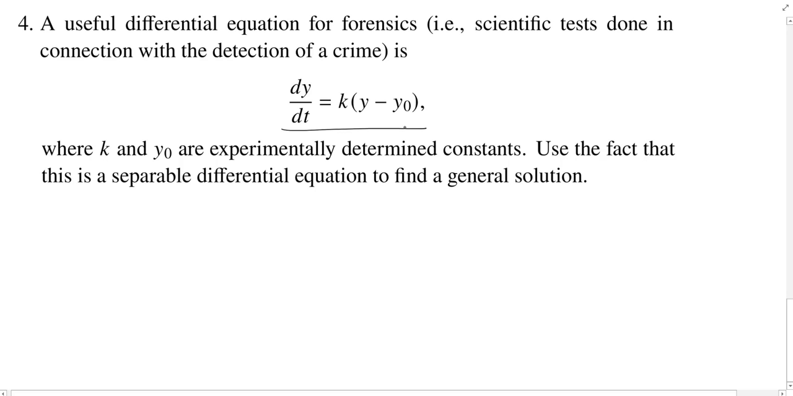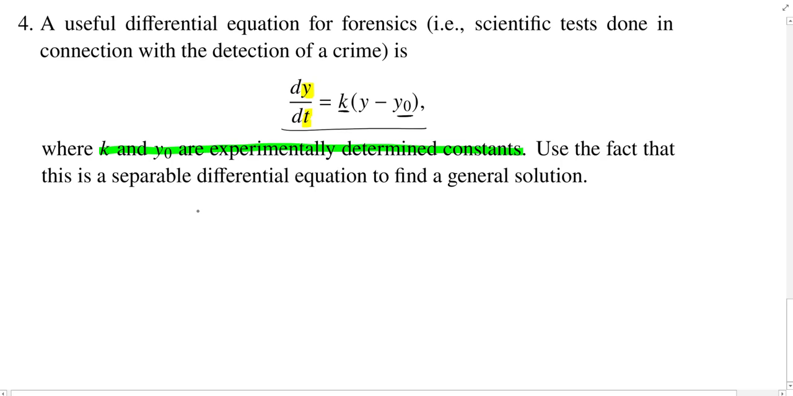And so automatically I see there's this k and a y naught, which the next line tells us are experimentally determined constants. So that means they're just given to you by some sort of an experiment. So the variables in this equation are going to be the y and the t. All right? Cool. What do they want us to do? Well, it says we need to use the fact that this is a separable differential equation. Oh, how nice. So it's going to be separable to find a general solution.